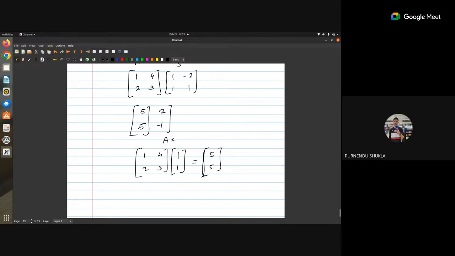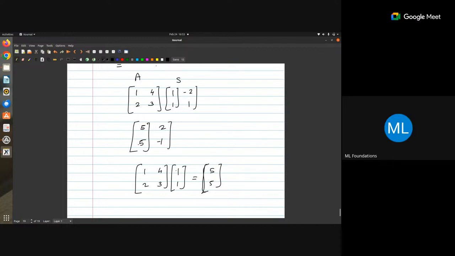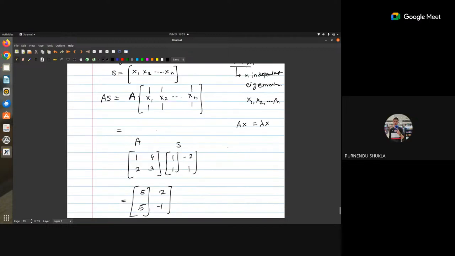Sir, how did you get that 1 1? Is that a transpose? No, this is the value, right? This is the first vector. I'm just trying to show that this is A, let's say, and this is X1. And the output column will be what? AX1, right? I just wanted to show that one, okay? So now just look into this.